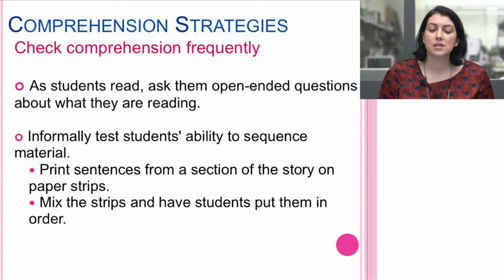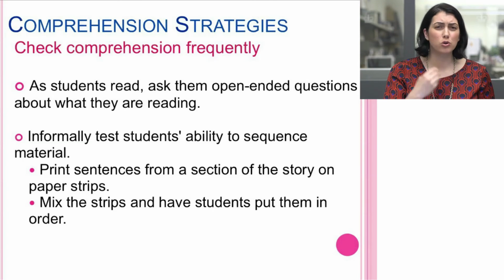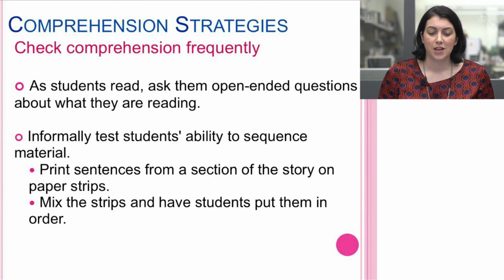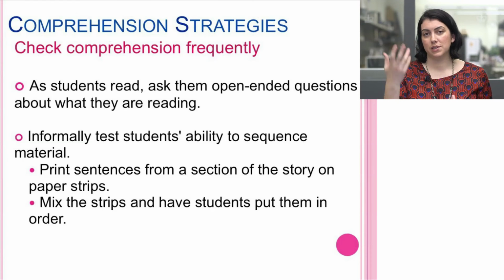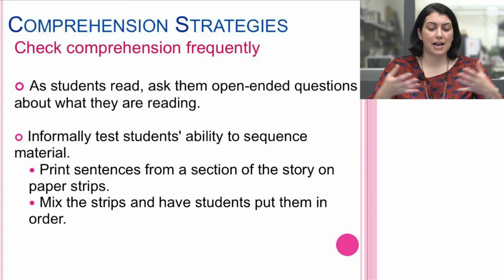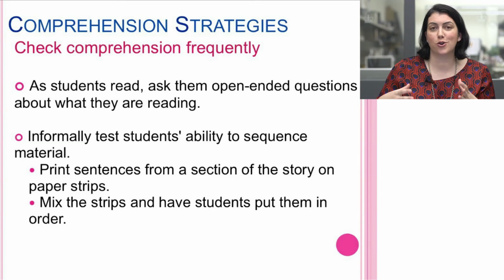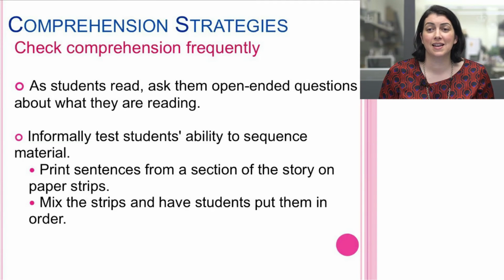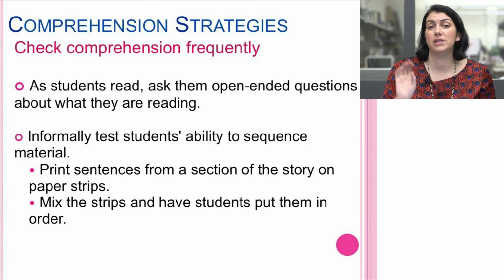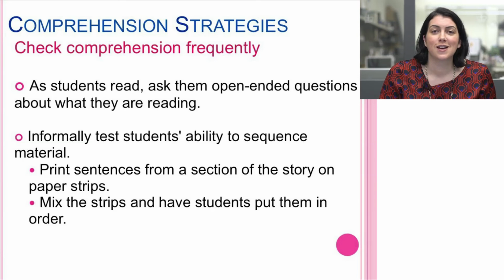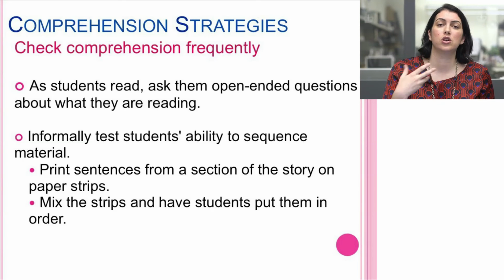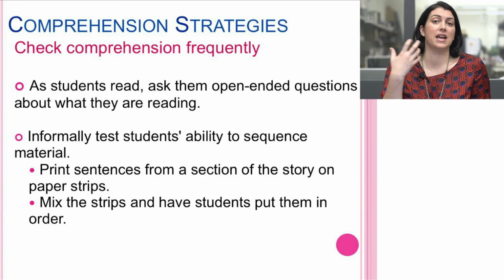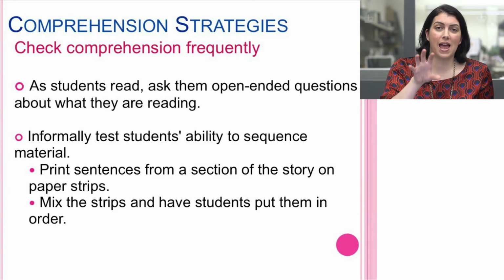Informally, test students' ability to sequence material. That's a great way to test for comprehension. You can scaffold this in many ways if it's not only able to be done orally. Print out sentences from a section of the story on paper strips and perhaps mix them up and then have the student organize. If the student's not yet reading printed language, this can be done with pictures. So there's many ways that a student could demonstrate for us that they understand the sequence and comprehend what's happening in the story.